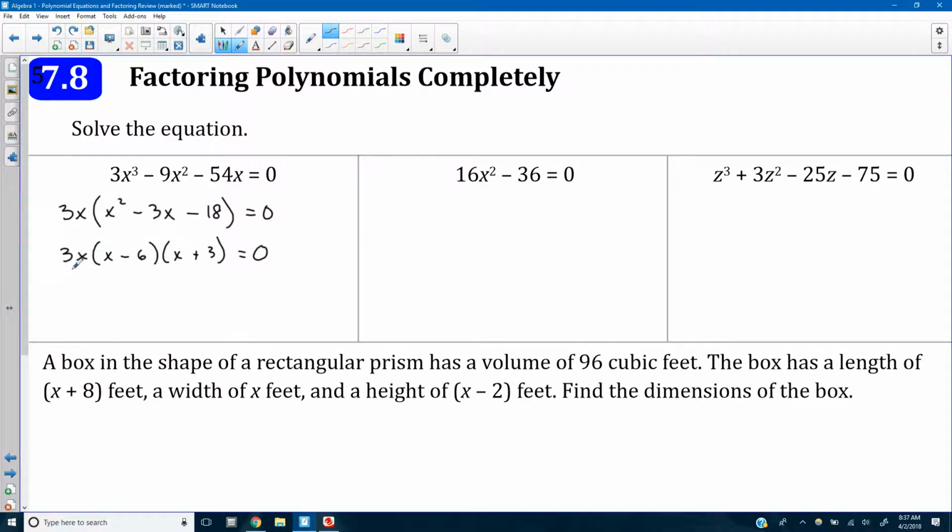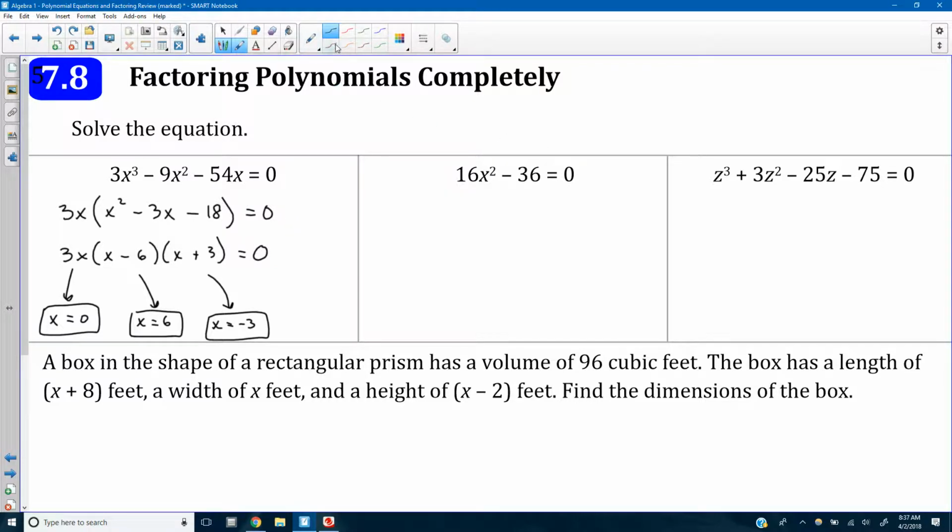So either 3x equals 0, in which case if you divide by 3, you get x equals 0. Or x minus 6 equals 0, in which case when you add 6 over, you get x equals 6. Or x plus 3 equals 0, in which case when you subtract 3 over, you get x equals negative 3. Those are your three answers. I can fit it in my little box right there by doing some mental work.